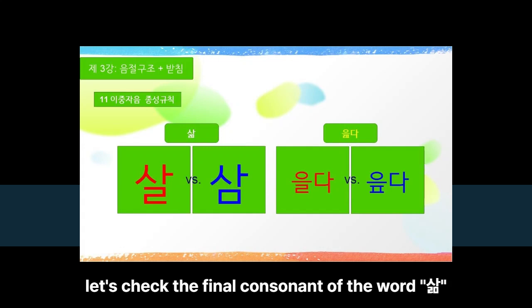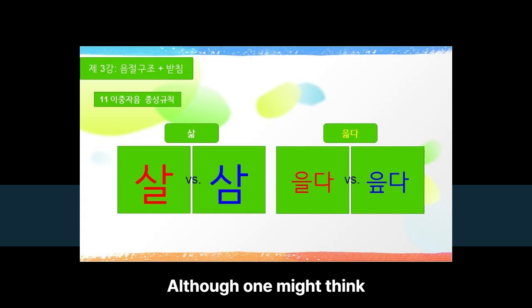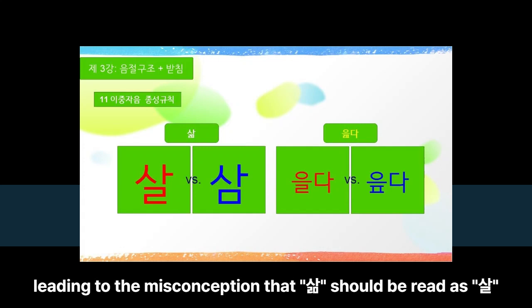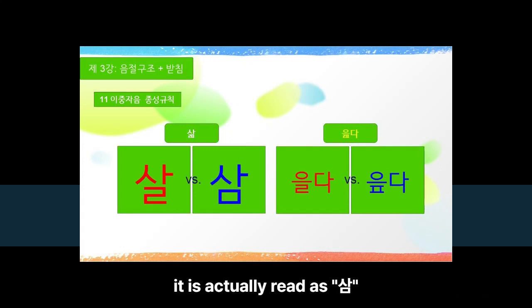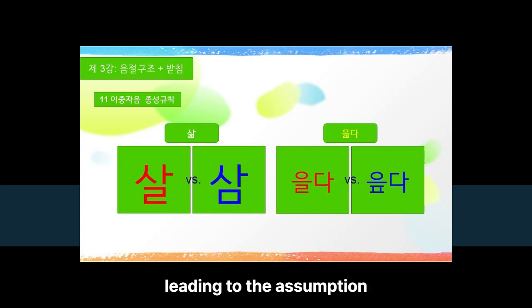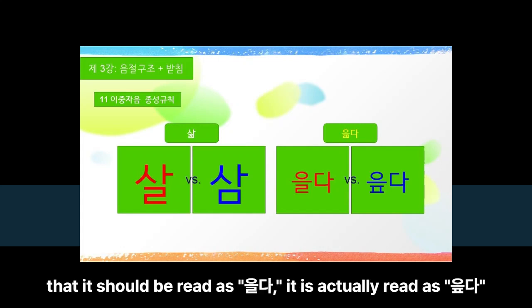For instance, let's check the final consonant of the word, som. Although one might think that the consonant, riul, precedes the consonant, leading to the misconception that som should be read as sol, it is actually read as som. Similarly, for the word yupta, even though one might think that the consonant, riul, precedes the consonant, piup, leading to the assumption that it should be read as yulda, it is actually read as yupta.